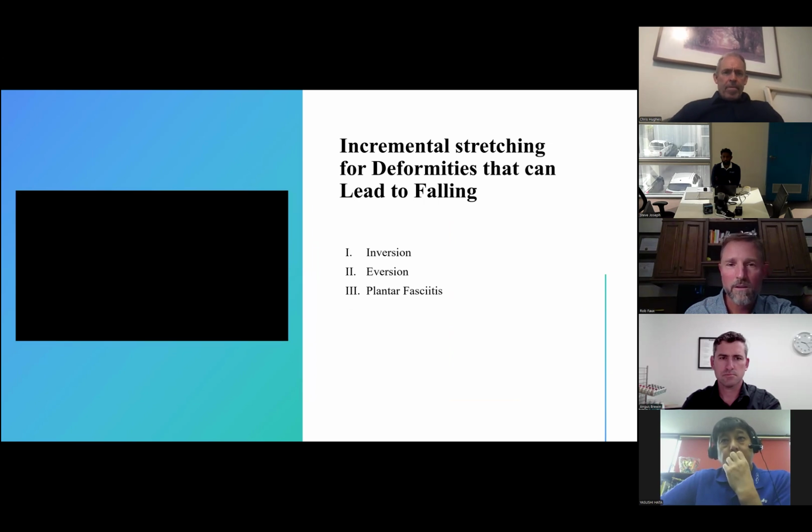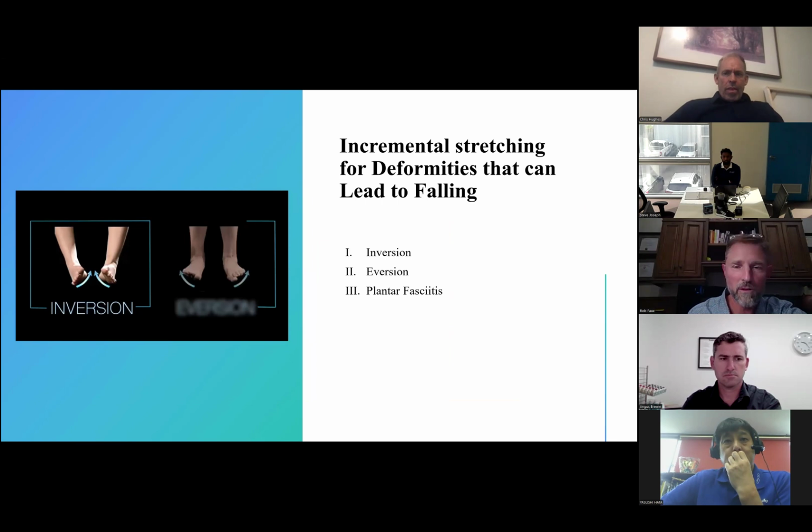Many people experiencing drop foot also experience inversion or eversion. Inversion is where the front of the foot pulls inward, or medially. Eversion is where the front of the foot pulls outward, or laterally.